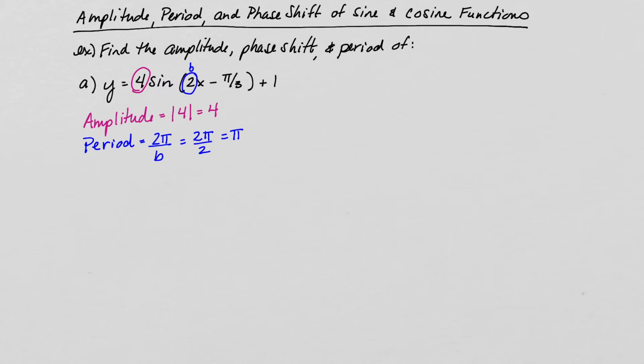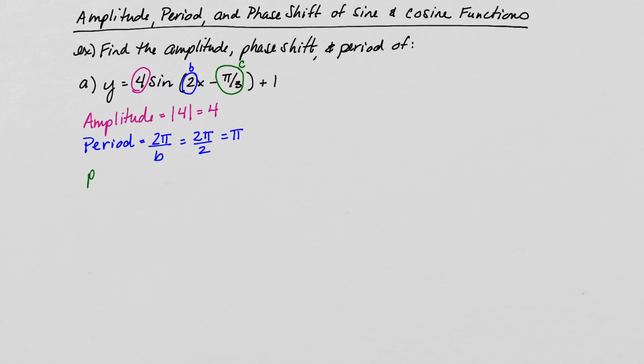And the phase shift is going to be c over b. So we'll do that here. So this part is c. Remember, when we're talking about the phase shift, we always want to make sure that there's a negative in front of the number we're calling the c. So we want to be subtracting something.